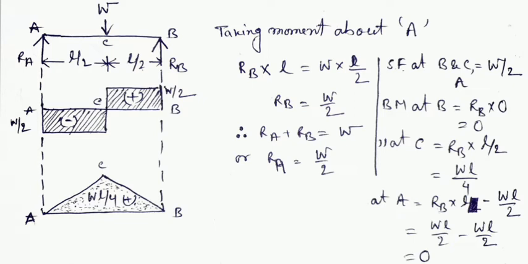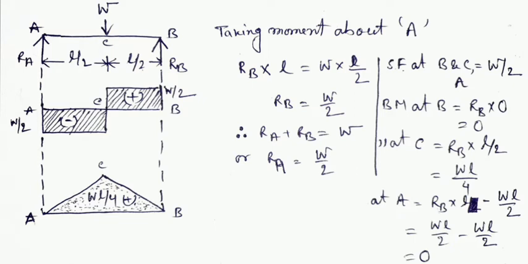ends. First of all, we have to take a point for which we will find the moment. Here, if we take point A to find the moment, we have to write it like this: RB into L is equal to W into L by 2. That means upward moment equals downward moment. Here the upward moment equals RB into L. It would be equal to the downward moment. Here the downward moment equals the downward load W into the distance L by 2.